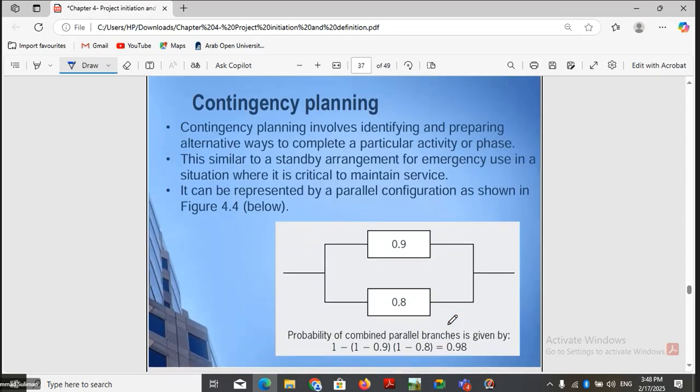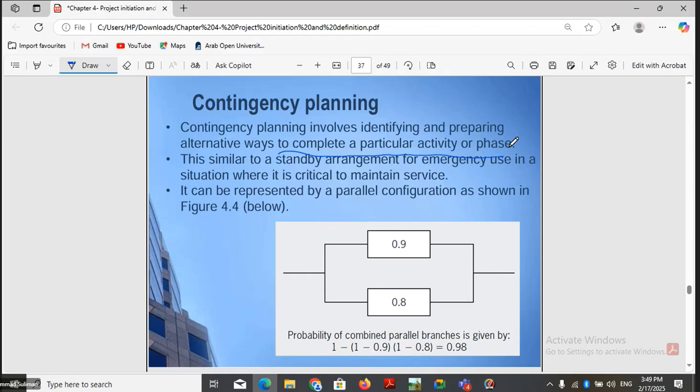We can also have contingency planning. Contingency planning is identifying and preparing alternative ways to complete a particular activity or a phase in the project. There can be alternative ways to do some tasks, activities, or phases in the project. Every way of doing an activity will have a different probability of success. So we can keep them in parallel, and with contingency planning, the chance of having the project completed, or the chance of a successful project, is more, because we have alternative ways. If one way of doing the activity is not working, then we can do another way.